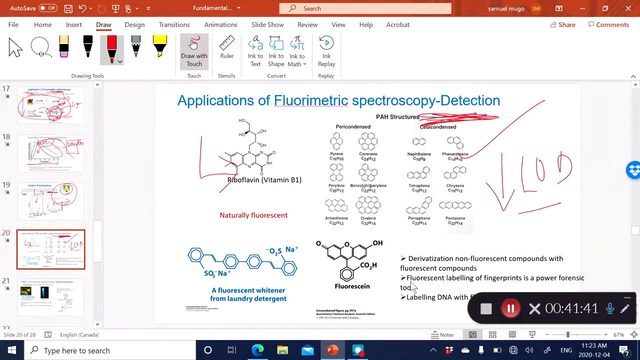In biology, it's also used a lot for detection of DNA. But in this case, because most DNA is not fluorescent, often we would tag or derivatize it using a fluorescent compound such as fluorescein and so on. So many applications.